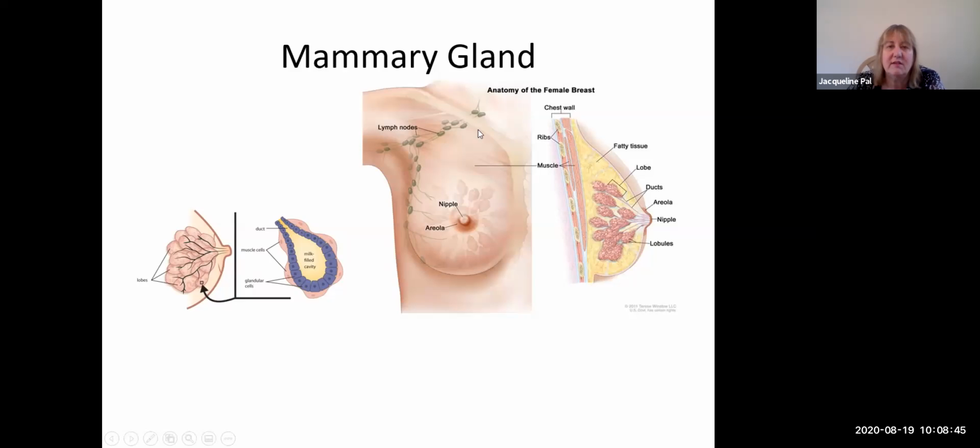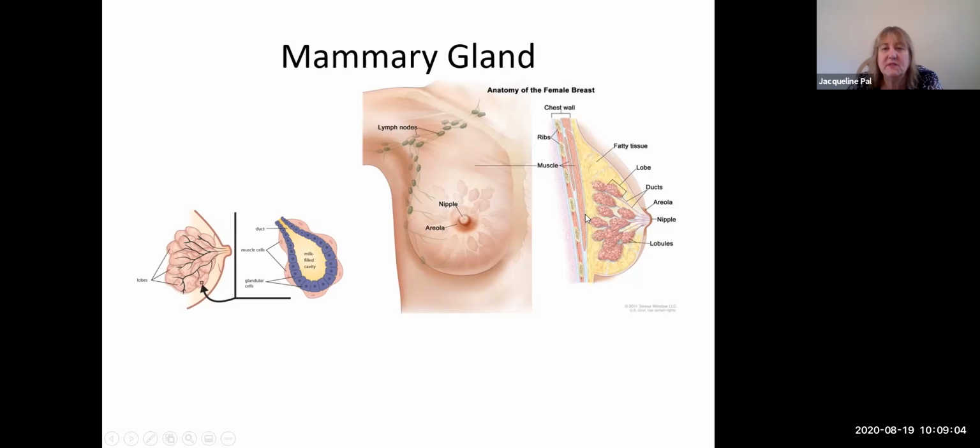And then if you notice, the lymph nodes that are draining this area tend to be on the lateral aspect, the axillary area going up towards the subclavian area. Now the medial aspect of the breast does drain to lymph nodes over here next to the sternum.